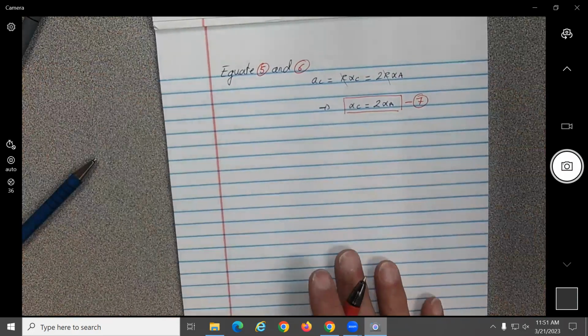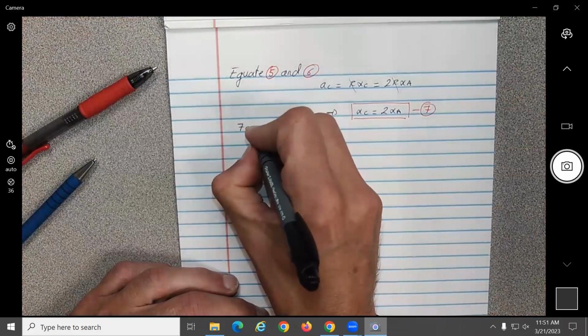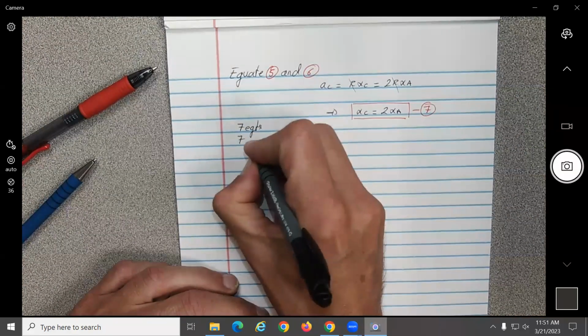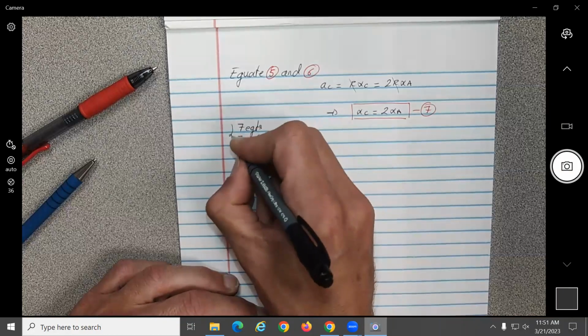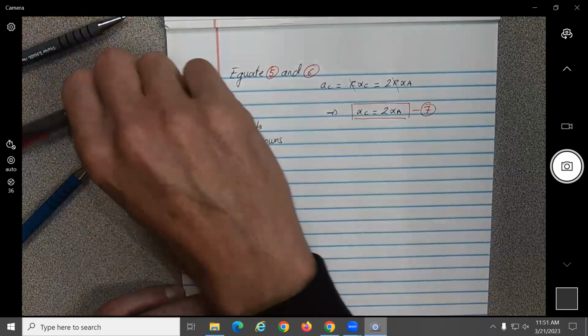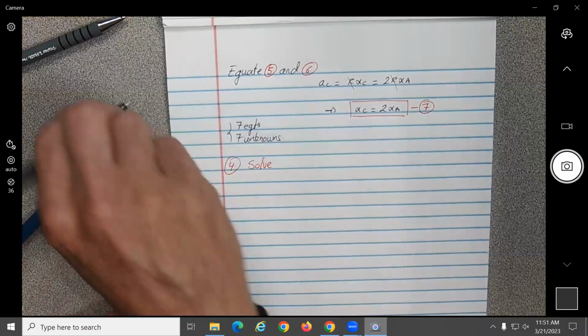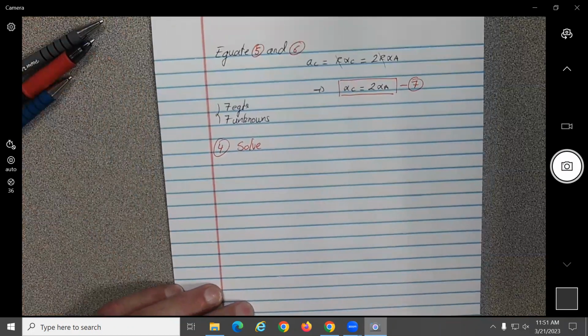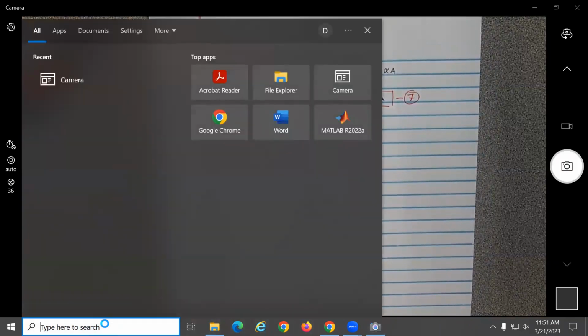So now what do we have? 7 equations, 7 unknowns. So what can we do? Solve. Okay, so let's do it together. Which one do you want to use? MATLAB? I think you're more familiar with MATLAB.